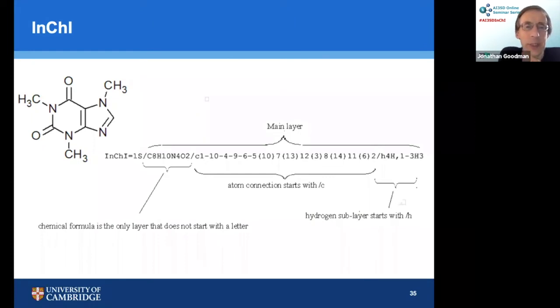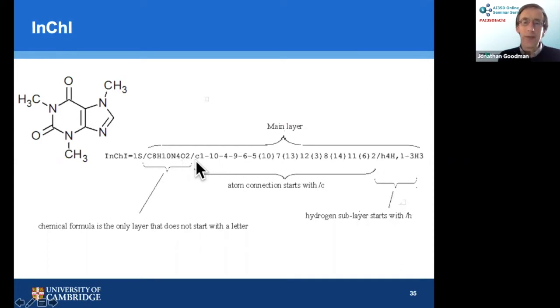So how does the InChI work? Well, here is a familiar molecule. This is caffeine. But how does the InChI describe it? The InChI is deliberately designed to have a series of layers. So if we look at the InChI for caffeine, it begins by telling us it's an InChI and version 1S, the standard version of the InChI. We then have the molecular formula, which is written in the Hill order, that is carbon, then hydrogen, and then the elements alphabetically.